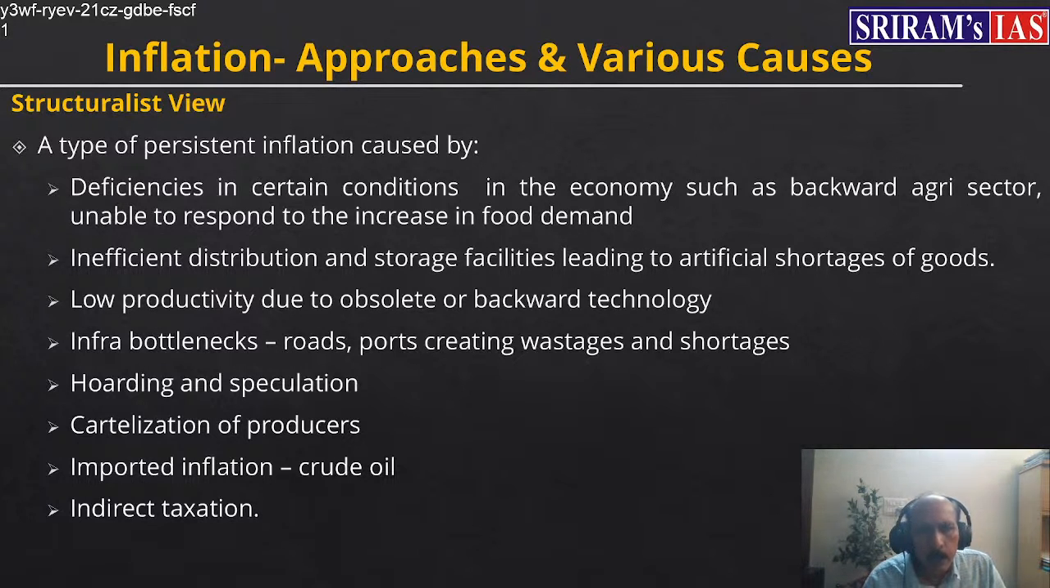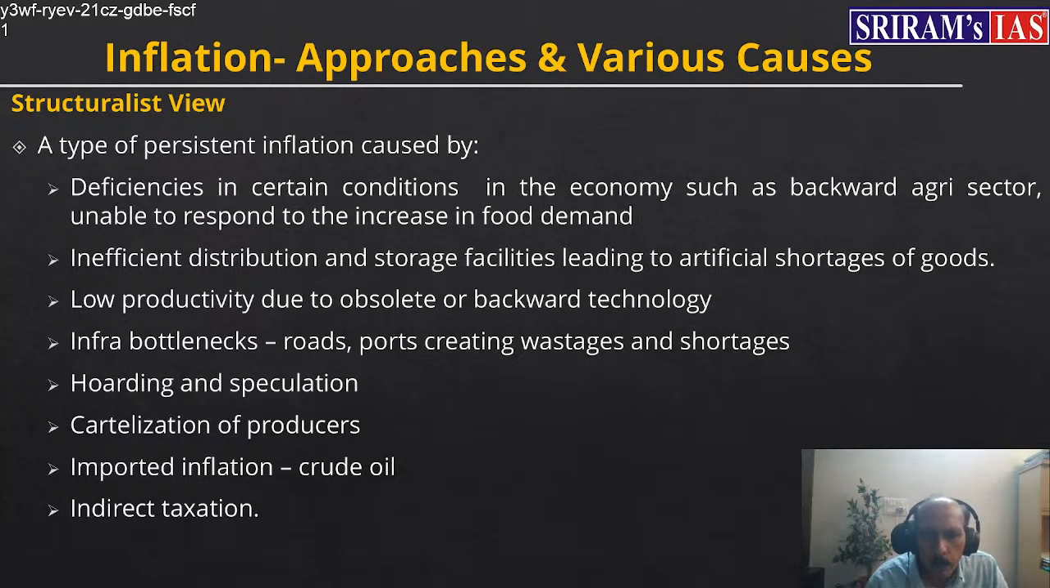Sometimes inefficient distribution and storage facilities also lead to artificial shortages. You see that in most of the economies, in the case of India, in most cases the wholesalers or traders store the commodities and create an artificial shortage in the market. Because of this artificial shortage, prices start rising. And when prices start rising, these traders release the supply in the market to earn more profit. These are certain structural problems in these economies.